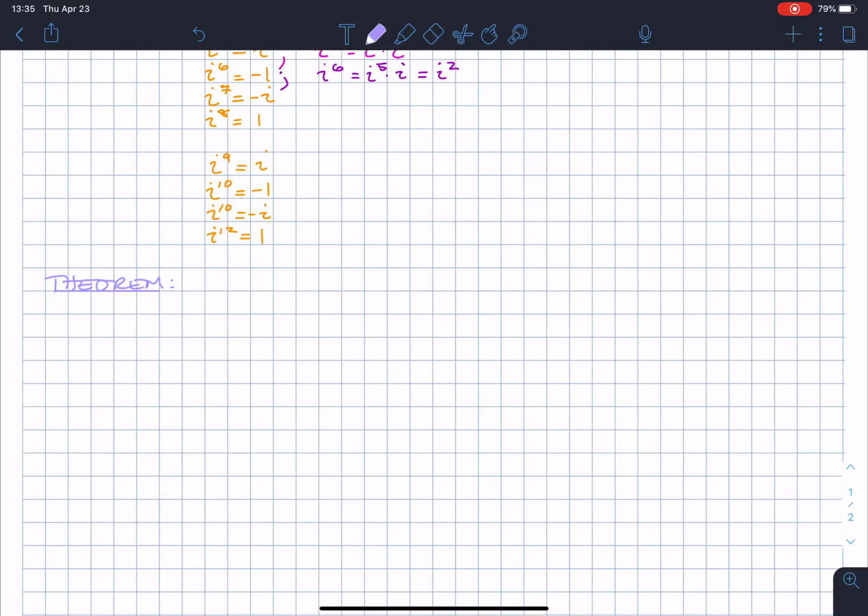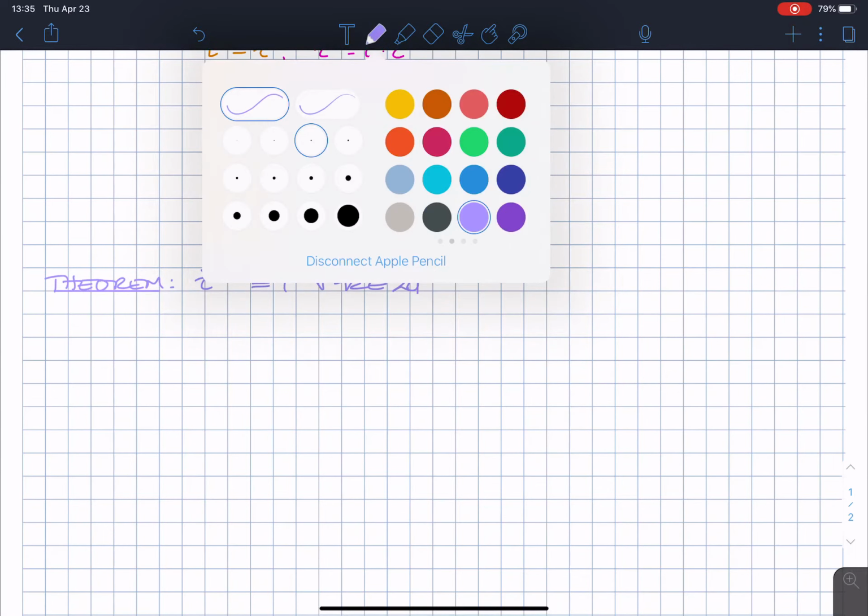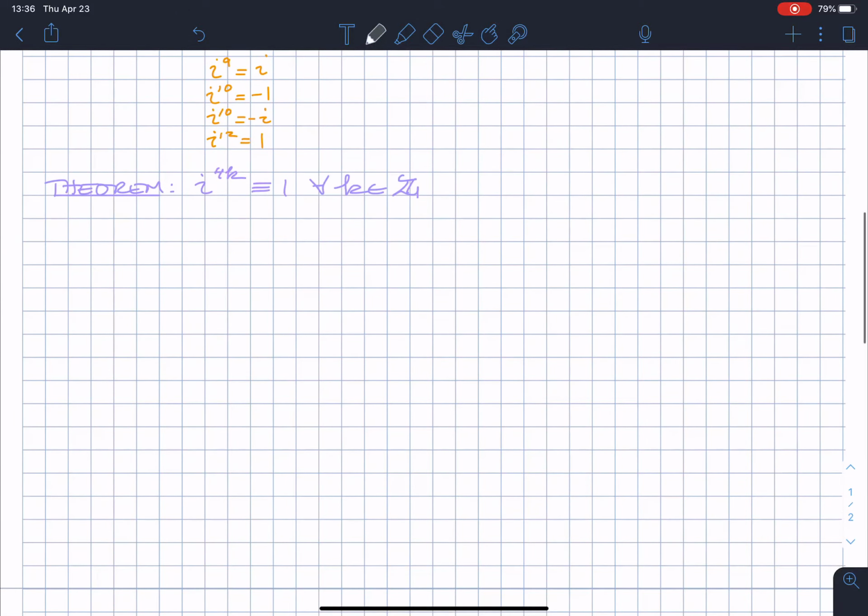So, theorem. i to the 4k is defined to be 1 for all integers k. Okay. So, let's see this in an example. Example: simplify the following.